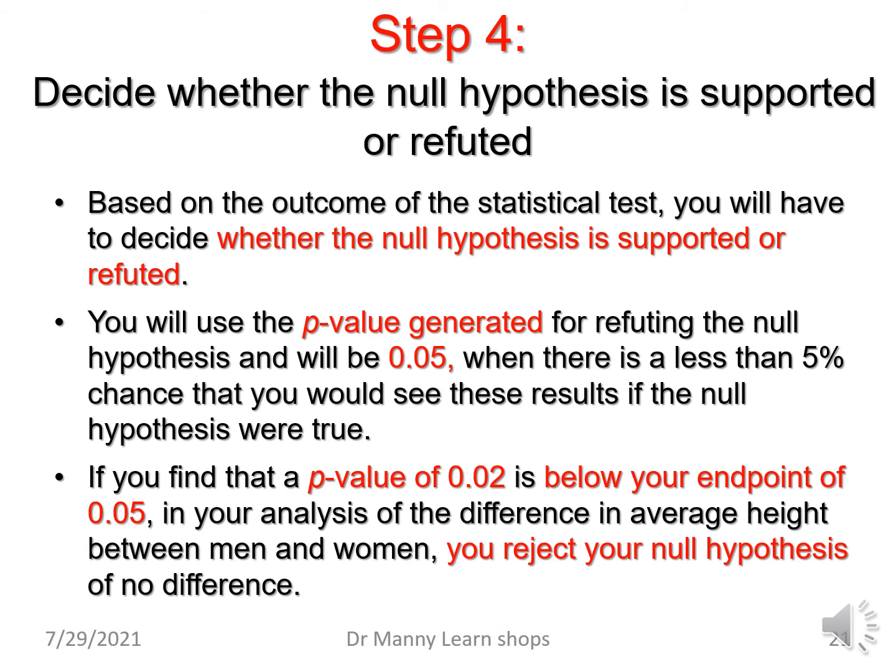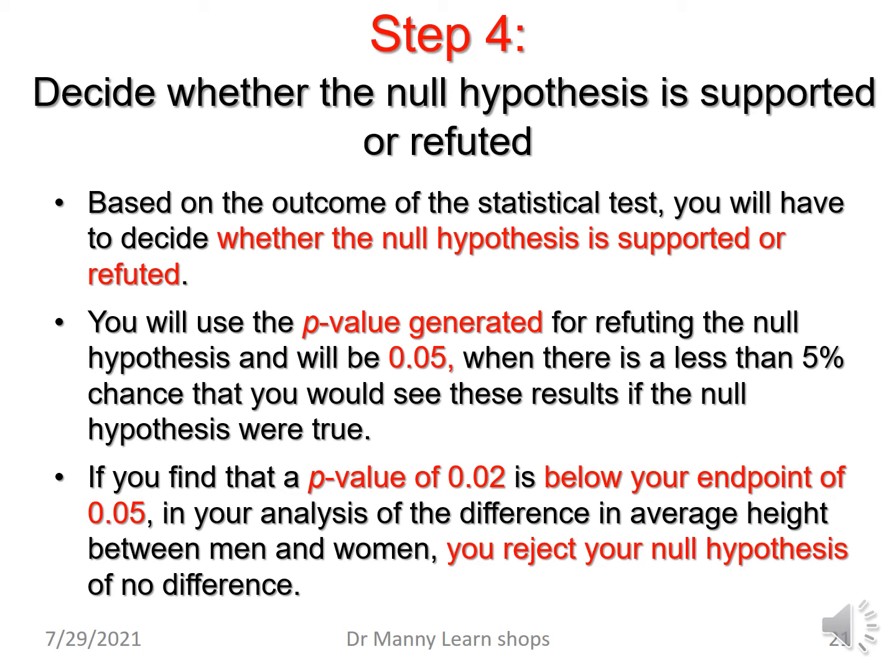Step 4, you've got to decide whether the null hypothesis is supported or rejected, refuted. Based on the outcome of the statistical test, you'll have to decide whether the null hypothesis is supported or not. You'll use the p-value generated for refuting the null hypothesis, which will be 0.05, when there's less than a 5% chance that you would see these results if the null hypothesis were true.